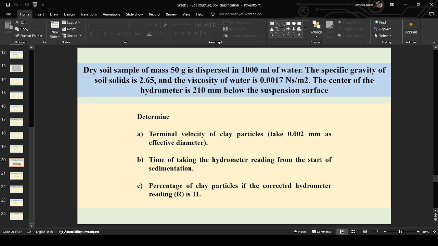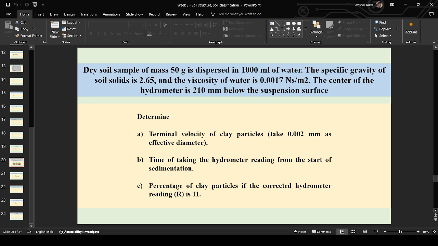Now there are three questions attached. Determine A, terminal velocity of clay particles. I think you have got the answer already of one of the previous questions. Take 0.002 millimeter as effective diameter. Part B is time of taking the hydrometer reading from the start of sedimentation. The center of the hydrometer is taken as the reference point from the suspension surface. So when the particle reaches it, that is the time when we take the hydrometer reading.